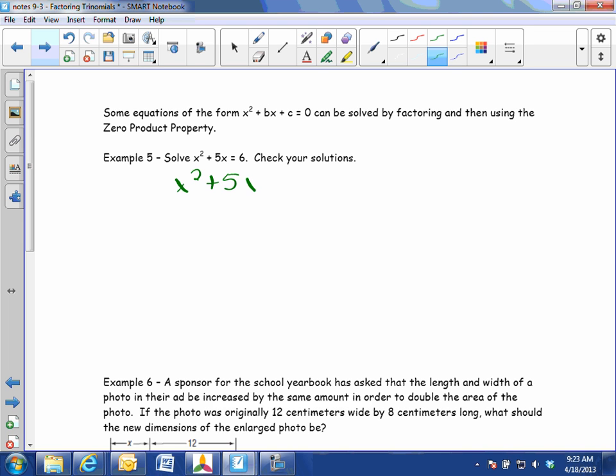Okay. Can we factor the stuff on the left? We can unfoil it. So what are we going to do to unfoil it? Factors of 6. 1, 6, 2, 3. Okay. Then what do we do? 2 plus 3 equals 5.